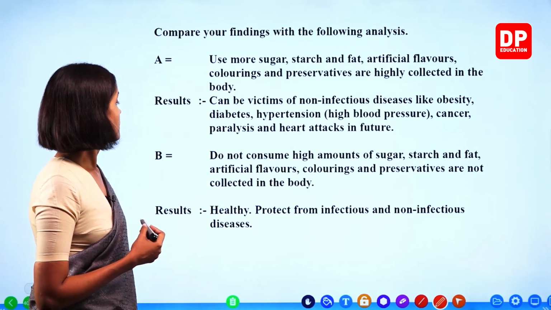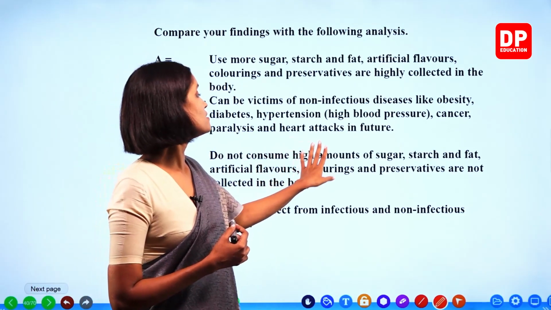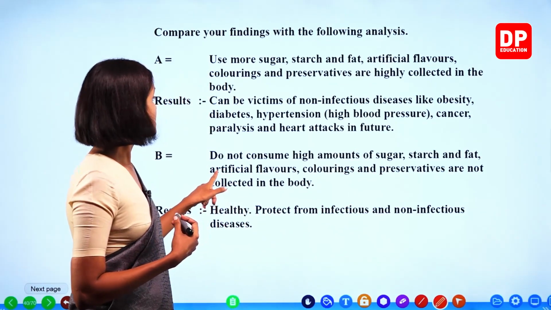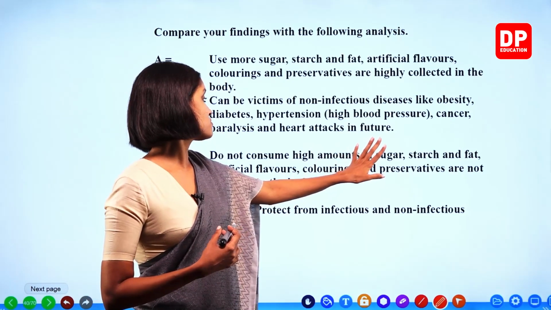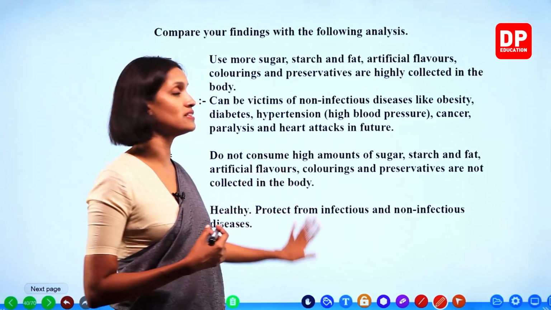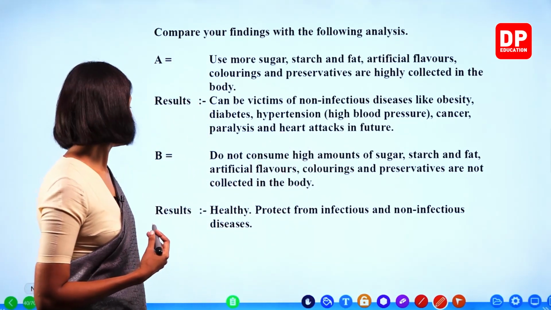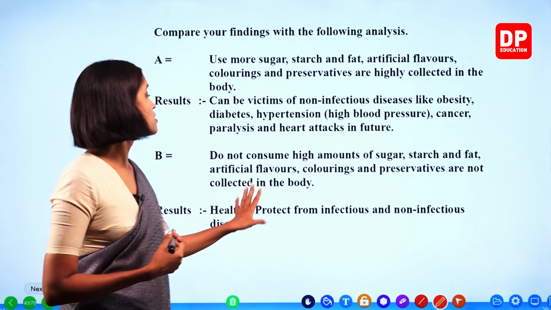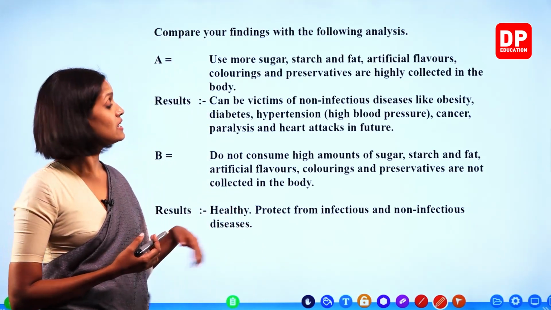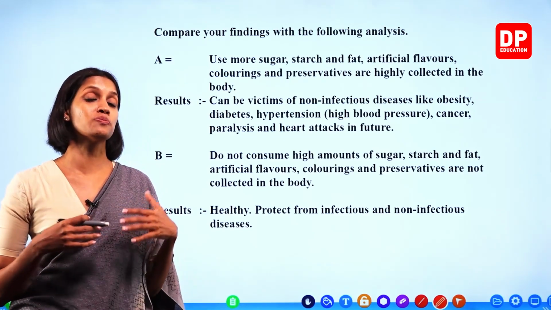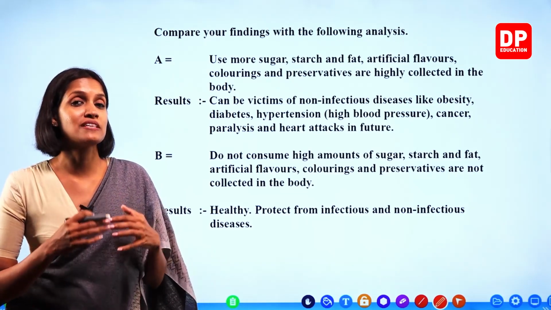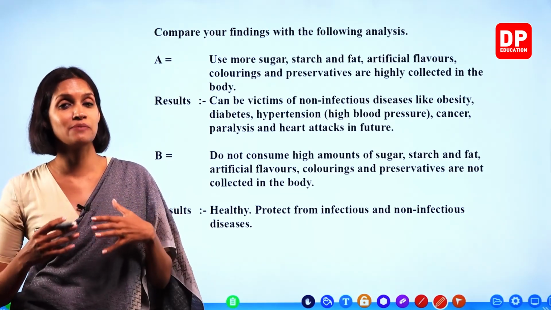B. So B does not consume high amounts of sugar, starch and fat. He always consumes homemade food, right? So does not consume high amounts of sugar, starch and fat. Artificial flavors, colorings and preservatives are not collected in the body. Right? He's very healthy. So results, he's healthy, protects from infectious and non-infectious diseases. Okay, children, he's very healthy. He has a lot of vitamins and minerals. Therefore, his immune system gets stronger. Right? And at the same time, he eats the correct amounts of carbohydrates, proteins and lipids too.